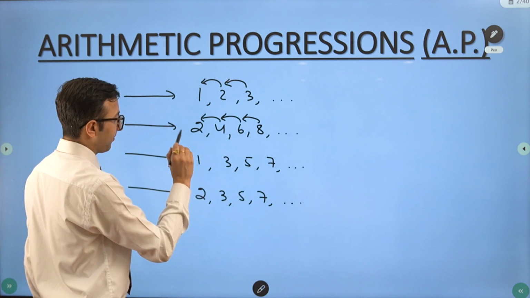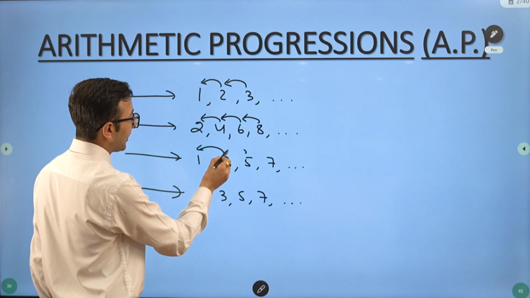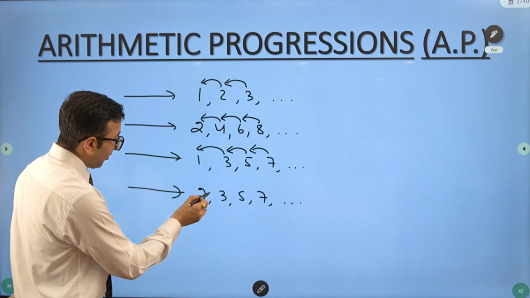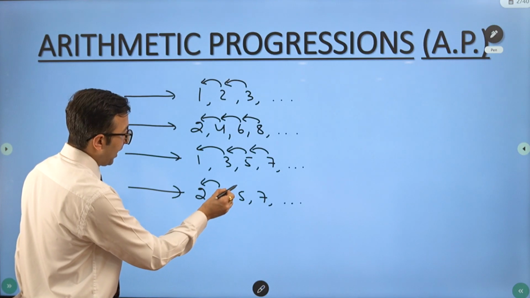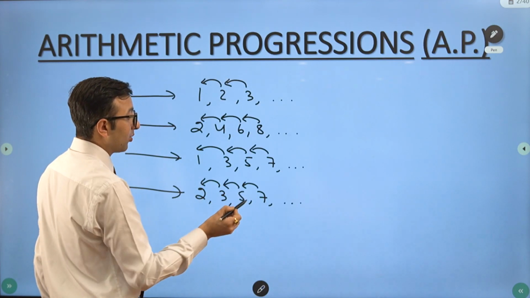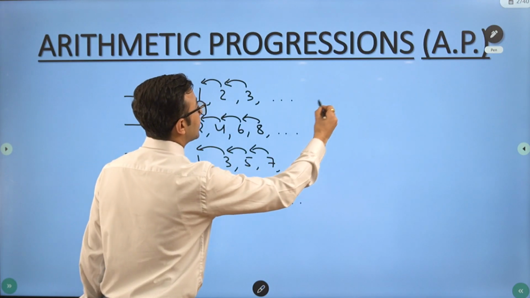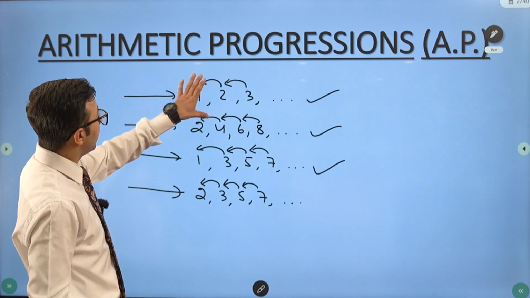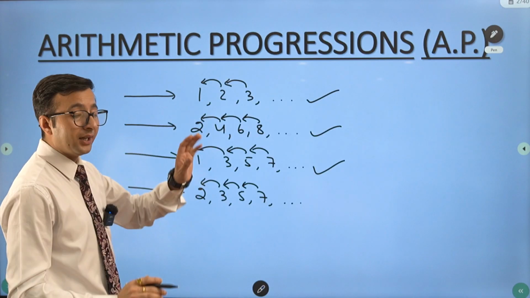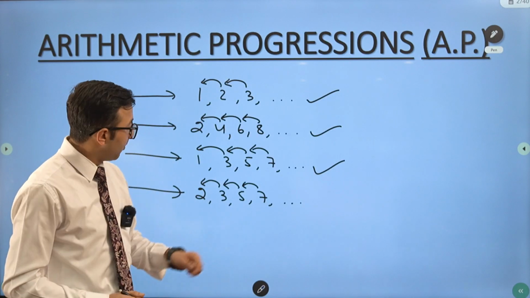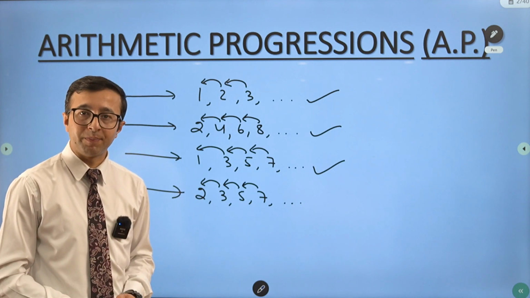Here it is also the same. 3 minus 1 is 2, 5 minus 3 is 2, 7 minus 5 is 2. We'll check it here: 3 minus 2 is 1, 5 minus 3 is 2, 7 minus 5 is 2. Now look, in these three forms of numbers, we can see one exact particular pattern is followed, but this last one is not following any pattern.